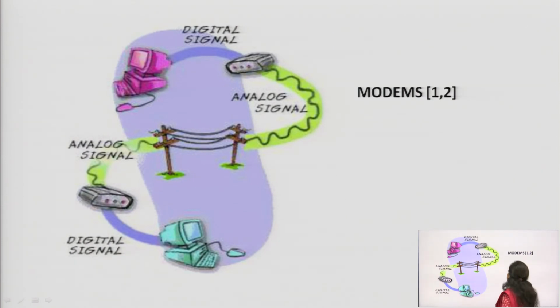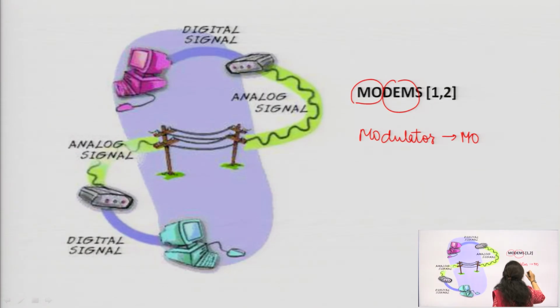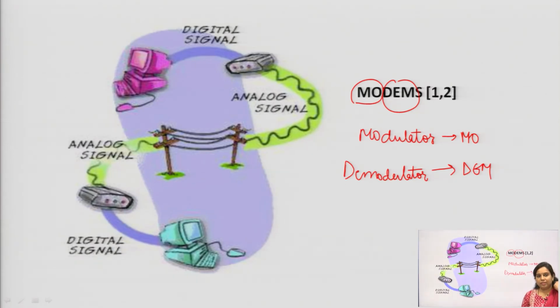What is a modem? Modem is made up of two words: modulator and demodulator. Modulator is used at the transmitter side and demodulator is used at the receiver side. So, what is the basic function of this modulator and demodulator? A modem is a single device.